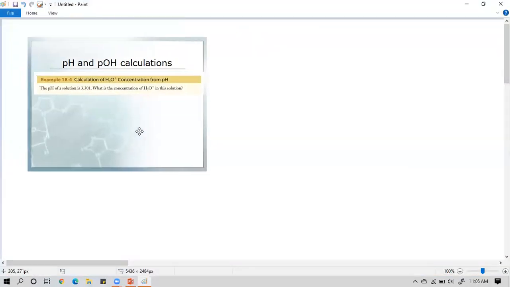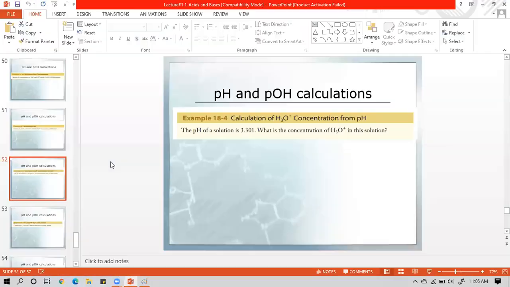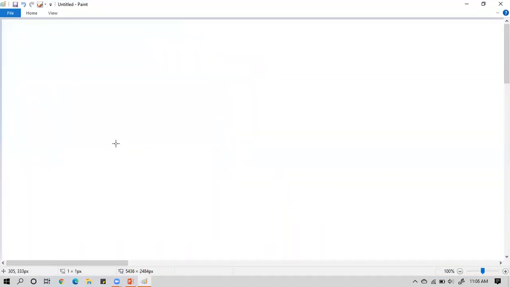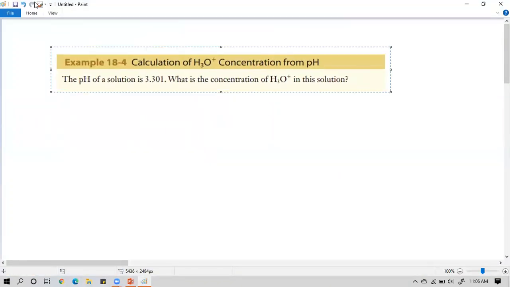Example 18-4. This one is the reverse. Here, the pH of the solution is 3.301. What is the concentration of hydronium ion in this solution?